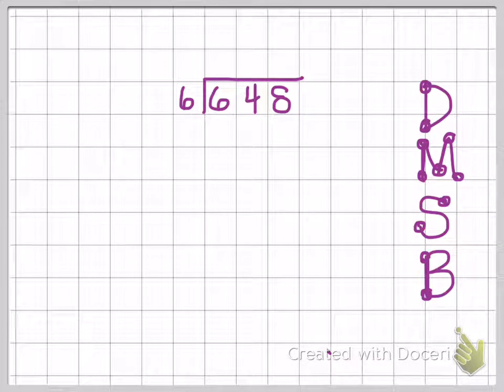For this one, I want you to go ahead and write 648 divided by 6 on your desk. And I want you to work it out on your own. And then we'll come back to the recording and we'll check your work. Make sure to share with your shoulder partner how you got your quotient. Okay, so let's check our work.